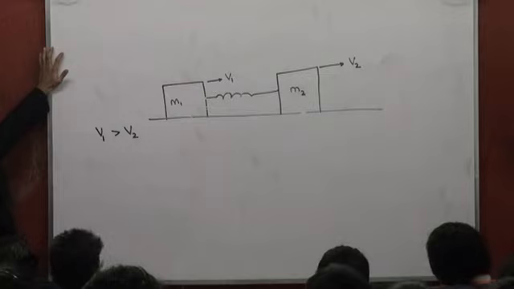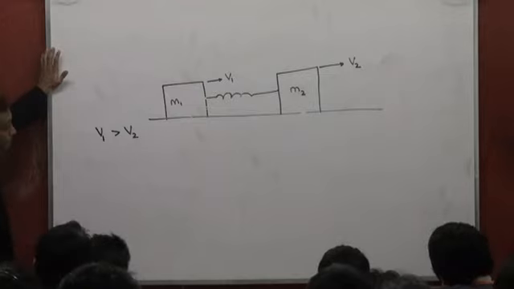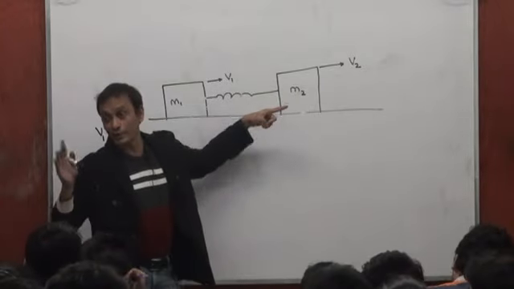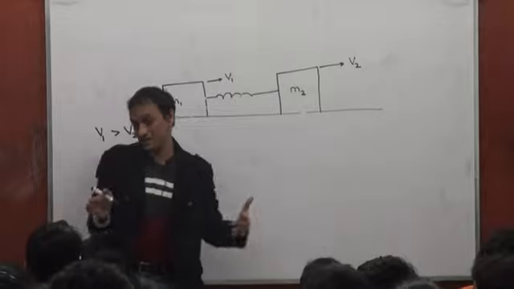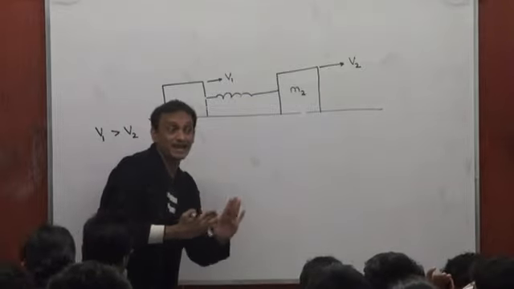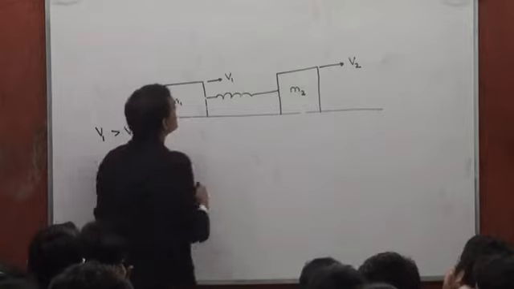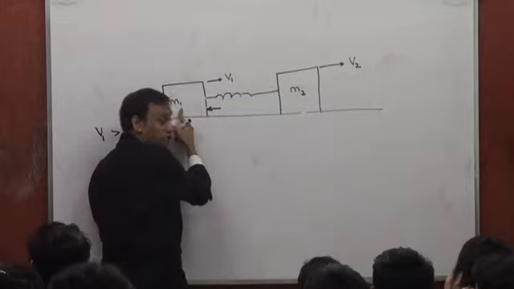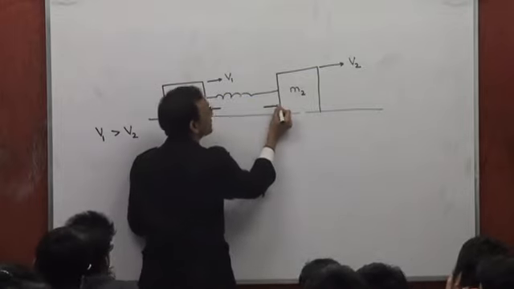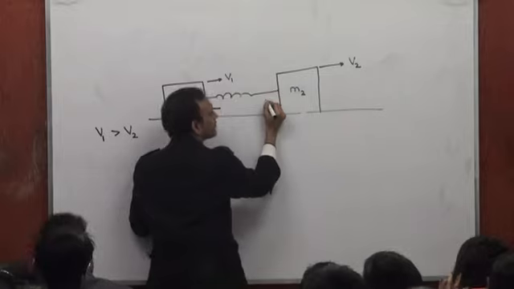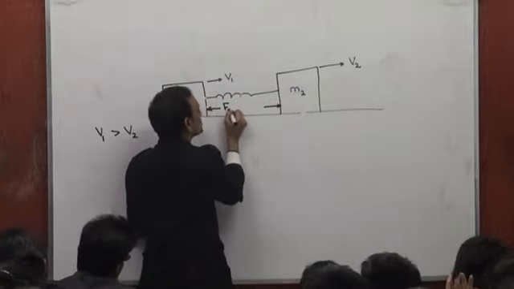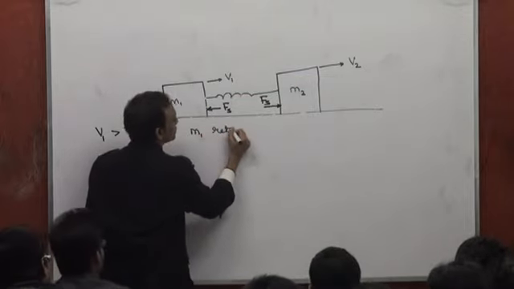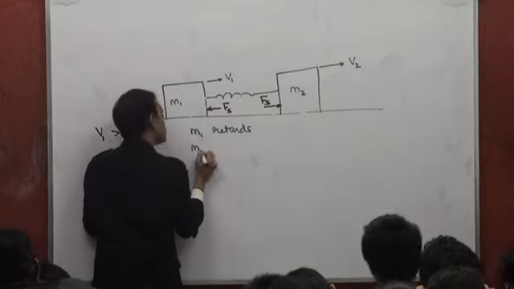Now, what's going to happen to the spring? Since this end has a velocity larger than this end, the spring will get compressed. While the spring gets compressed, the mass m1 will experience retardation from the spring, and the mass m2 would experience acceleration, right? Because the spring force acts in this manner. So m1 retards, whereas m2 accelerates.